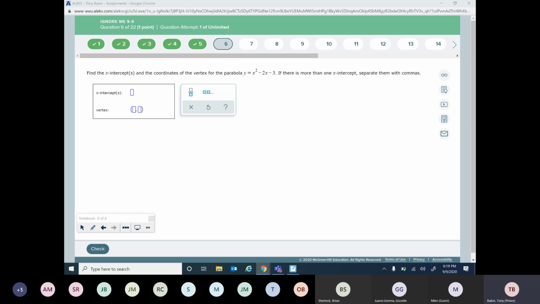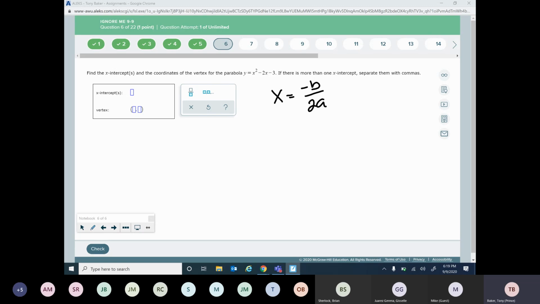All right, x-intercepts. Remember what I just said. X-intercepts and solutions are the exact same thing. So to find my x-intercepts, I'm doing my quadratic formula or factoring it out. Your vertex, you can always use the formula x equals negative b over 2a. That's going to give you your axis of symmetry, which will give you the x value of your vertex. So it's probably the fastest way to do it.